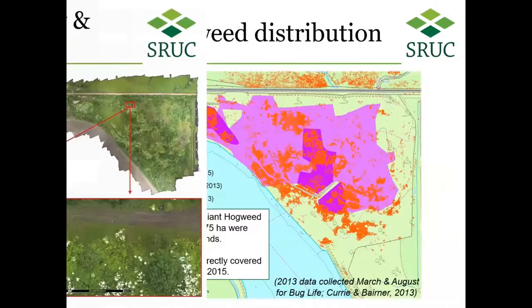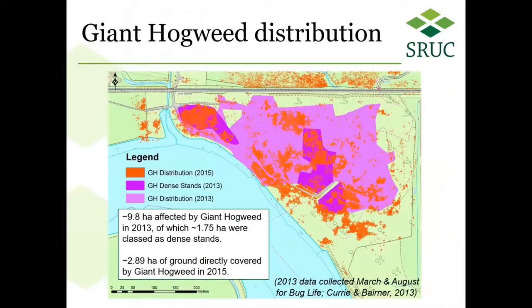Just to get an idea of the distribution, this is versus a study that was done by BugLife in 2013. They weren't actually looking at giant hogweed. They were looking at various places around Stirlingshire for invertebrate species, but they did do some classification of vegetation, and at this site they did a preliminary analysis of giant hogweed distribution, especially the dense stands. Where I'm picking up large amounts of giant hogweed in the orange, it matches up fairly well with the dense stands from 2013, although I am picking up considerably more. So either it has increased or their survey just didn't cover it, especially down towards the south there. They might have looked in that area.